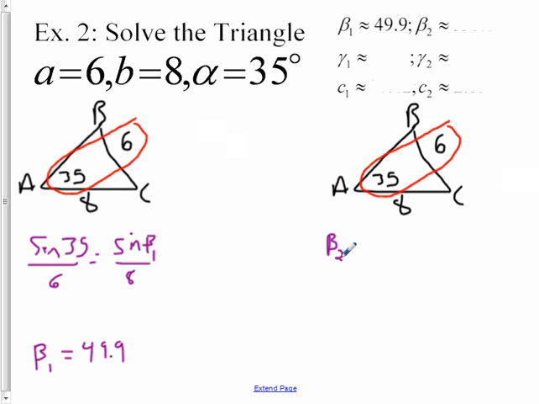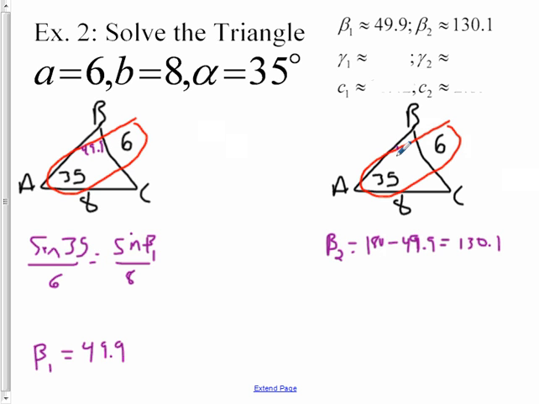Beta sub 2, however, will equal 180 minus 49.9, and that will equal 130.1. So we know the small angle always works, so that's 49.9.